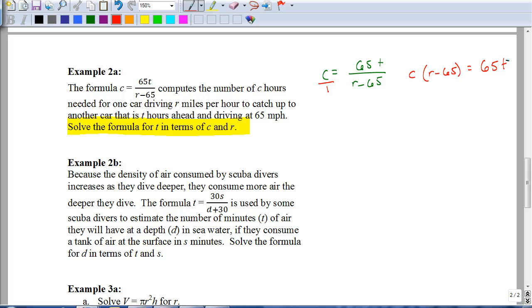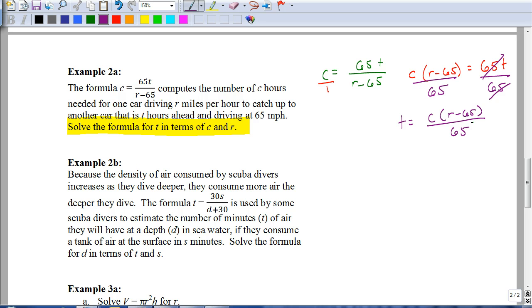Now you don't really have to distribute the C. We can leave that alone because our goal is to get the t by itself. So I'm going to divide both sides by 65. So our equation would be t equals C times r minus 65, all divided by 65.